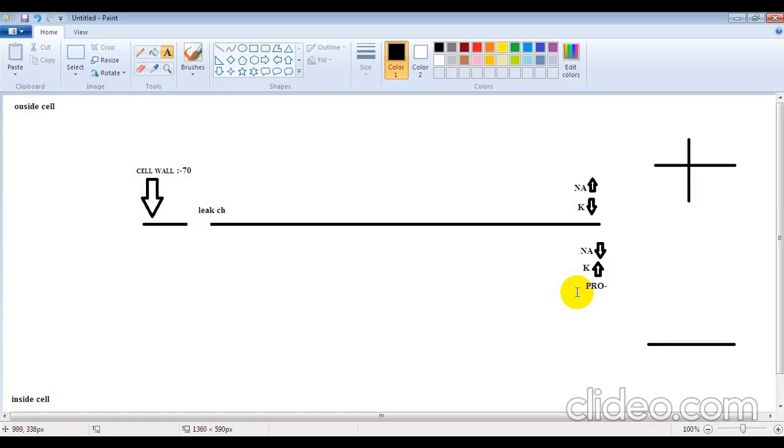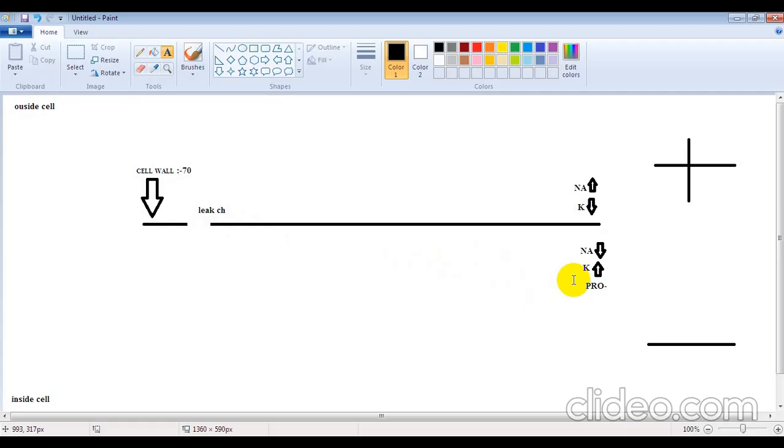Another important point is that the resting membrane potential of the neuron is minus 70. It means I have a negative charge on the cell wall with a value of minus 70. How can we maintain this potential? To maintain this potential of minus 70, we have a channel called the leak channel. The potassium ion moves from the inside to the outside through it.